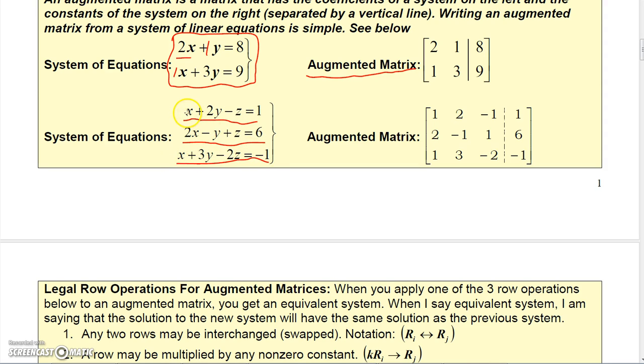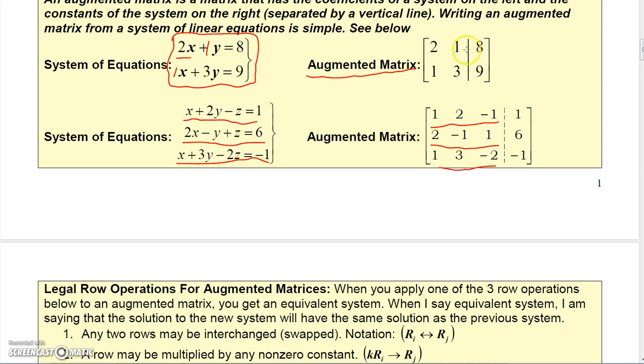And so here the coefficients are 1, 2, negative 1. So over here we have 1, 2, negative 1. The second row coefficients are 2, negative 1, 1. So over here I have 2, negative 1, 1. And here it's 1, 3, negative 2. So I have 1, 3, negative 2. And then the constants are 1, 6, and negative 1, and they go to the right of the vertical line.